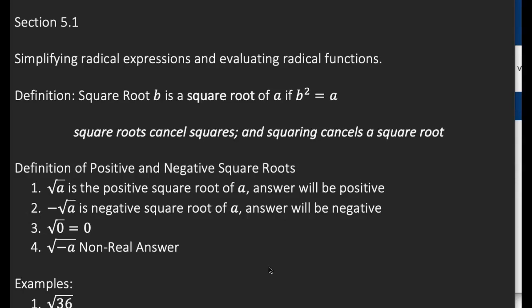Other definitions of positive and negative square roots. The square root of a is the positive square root of a. The answer will be positive. If you have a negative on the outside, once you take the square root, the answer will be negative. The square root of 0 will always be 0. And the square root of a negative number is not a real number. We'll learn that later in the course.